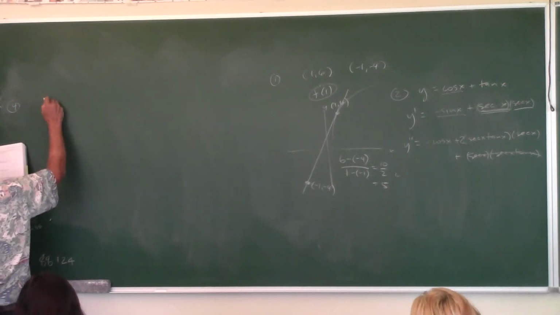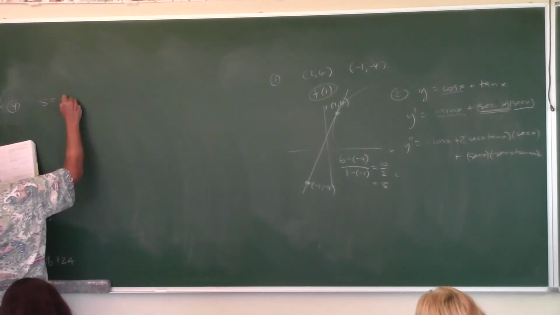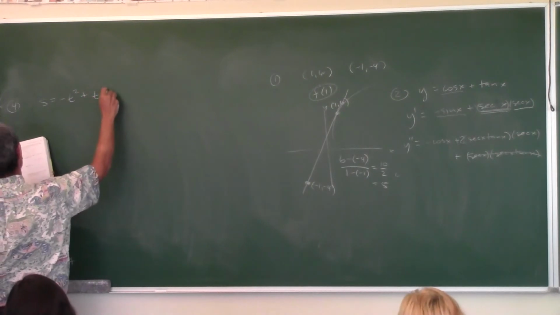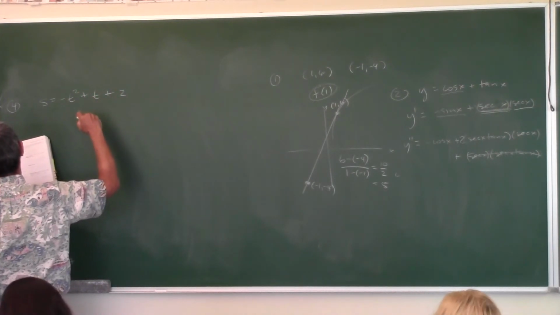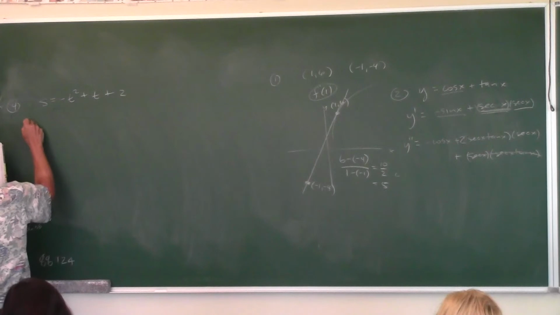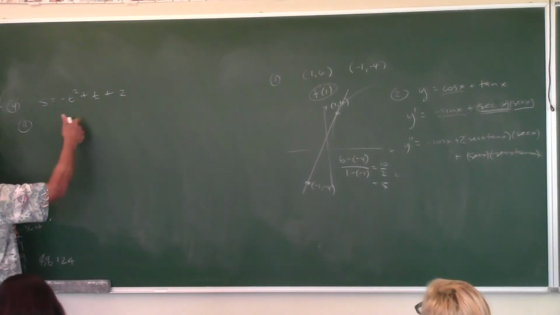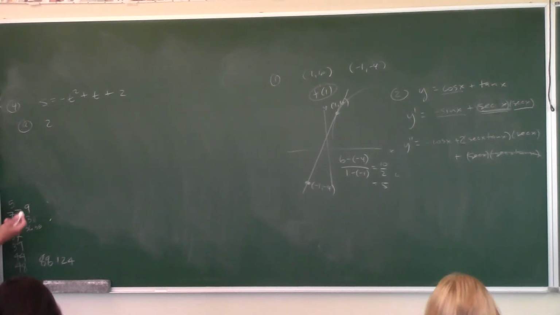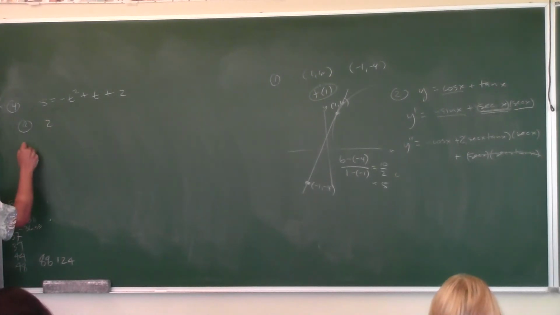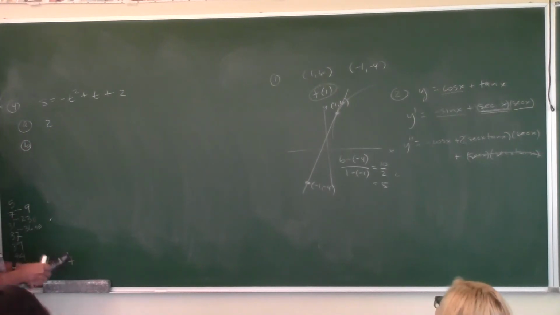A particle moves along a line, so the position is negative t squared plus 2t plus 2. What is the initial position? Okay, that's it. Initial position. We did this on the very first day. How do you find initial position? Plug in 0 for t, so 2. That's where the particle starts, that's the position. Just plug in 0 into the position.